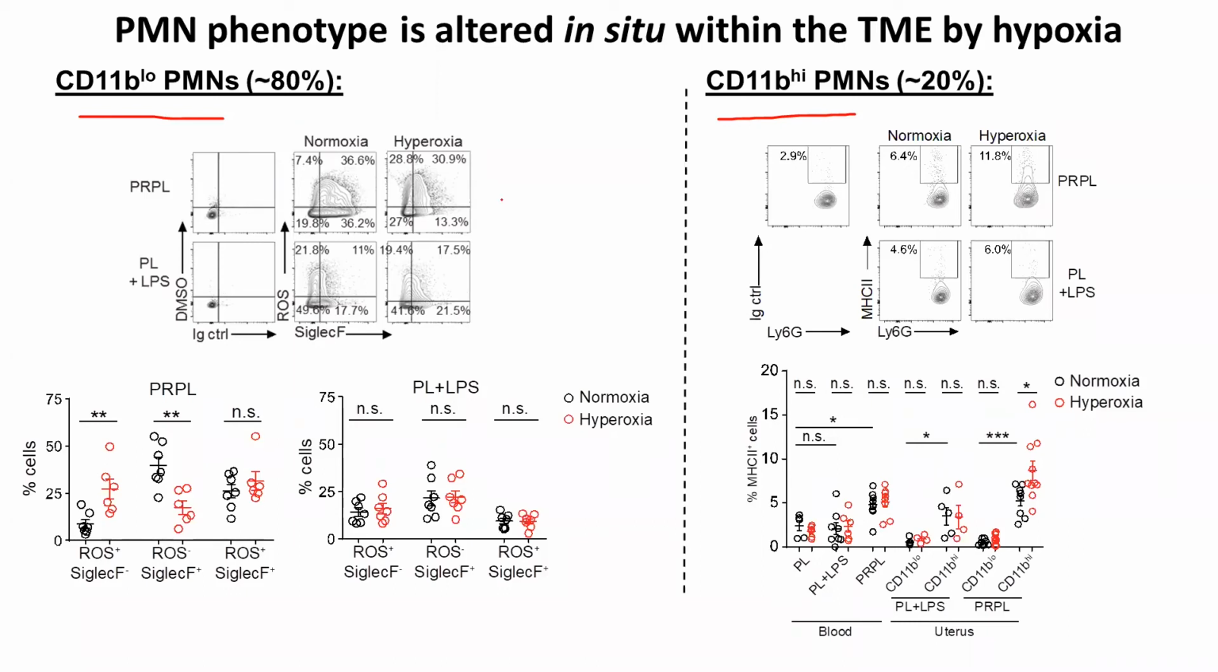We found that Siglec-F and ROS expression were only affected on the CD11b low subset. Indeed, as you can see here on purple hyperoxia condition, the frequency of Siglec-F positive neutrophils was decreased as it increased the frequency of ROS positive neutrophils, as it increased their tumoricidal potential. With a similar analysis, we found that the class 2 expression, which corresponds to the bona fide hybrid tumor-associated neutrophil, was increased this time only on neutrophils from purple mice in hyperoxia condition in the CD11b subset.